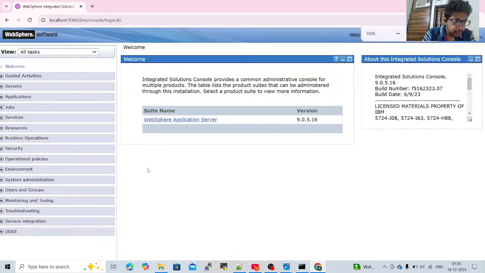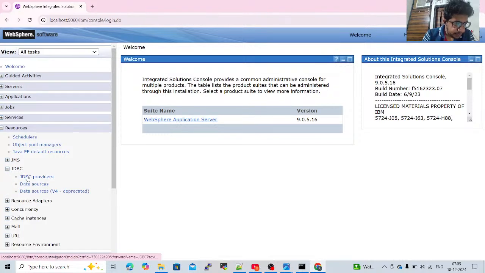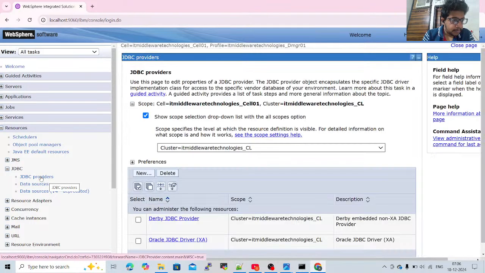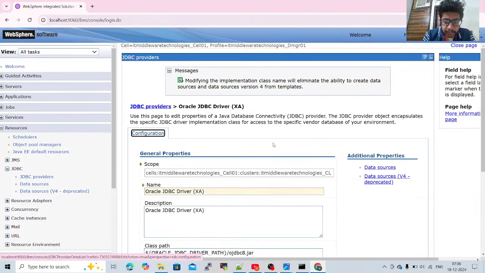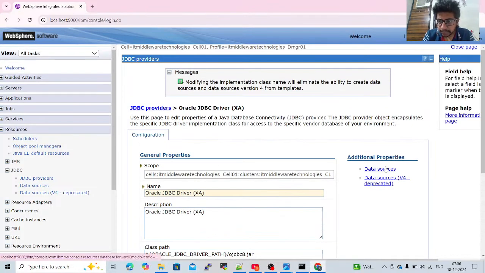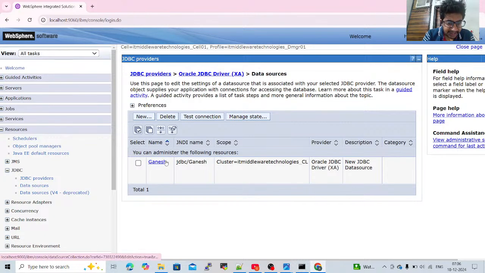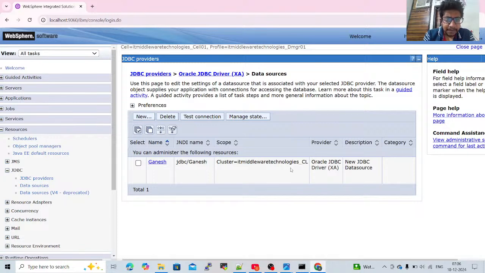Okay, I will show you here. Go to the resources, under the JDBC, under the JDBC providers, go to the Oracle database, and here go to the data source and click the particular data source. Okay, this is my host name. IT Middleware Technologies is my host name. Host name is nothing but the machine name.